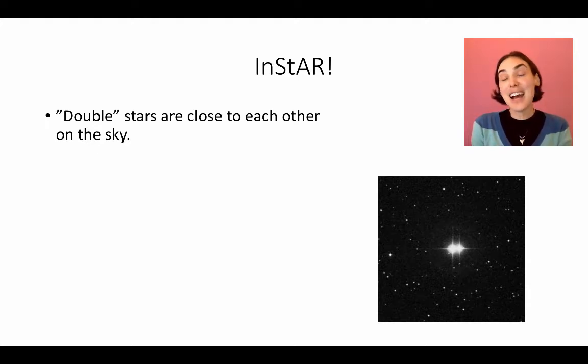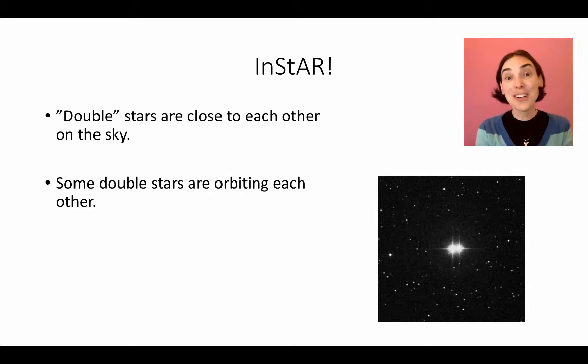They might not actually be close together. They might be at very different distances from Earth. Or they might be so far away from Earth that a small separation in the sky translates to a very large separation in reality. Nevertheless, if they look like they're close together in the sky, we call them double stars.